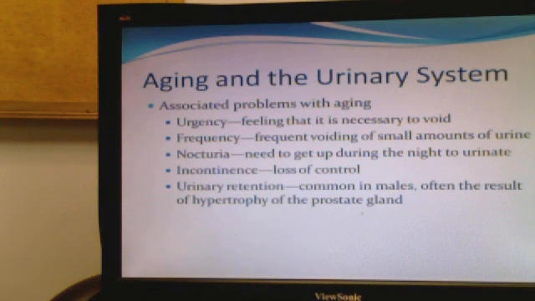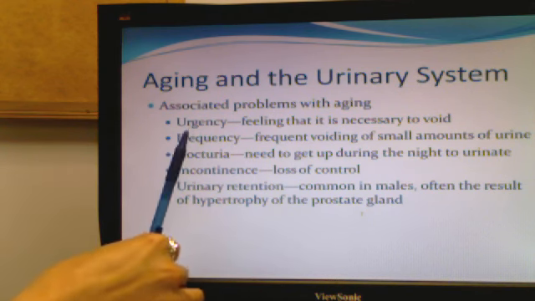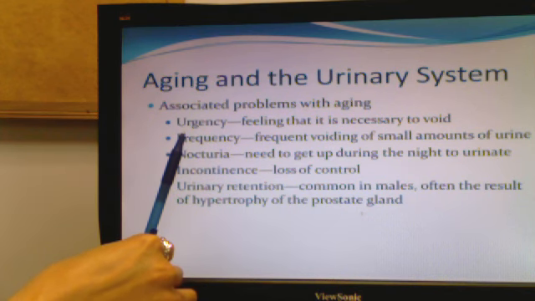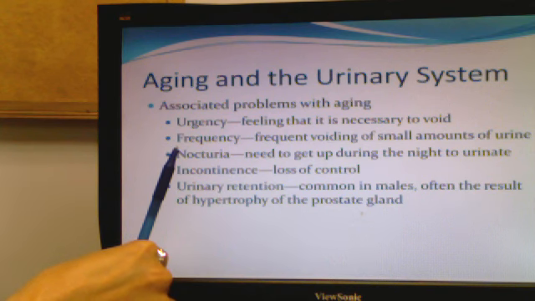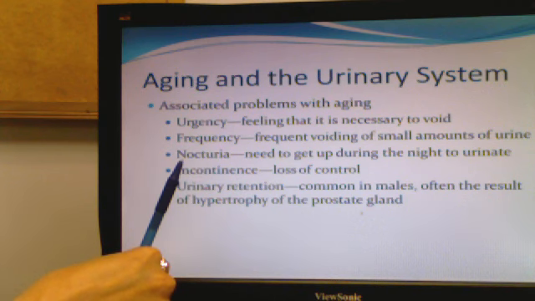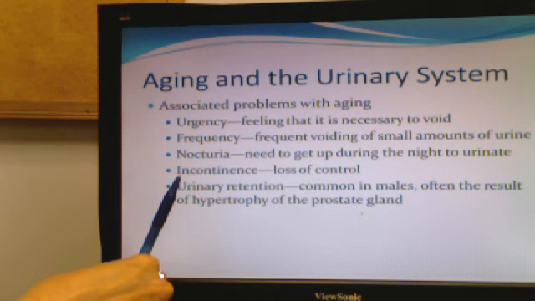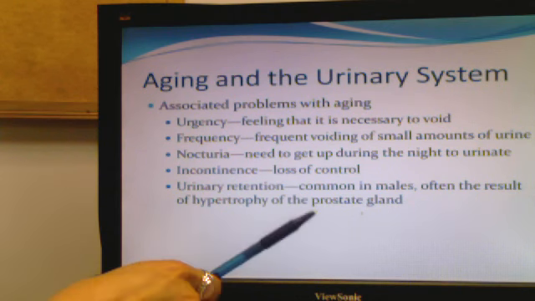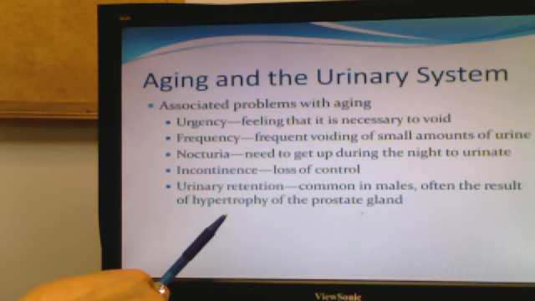Our last slide are other examples of problems associated with aging when it comes to the urinary system. As one ages, there could be urgency, which is the feeling that it is necessary to void. Frequency, frequent voiding of urine but in small amounts. Nocturia, need to get up during the night to urinate. Incontinence, loss of control. Urinary retention, which is common in males because of benign prostatic hypertrophy or BPH.